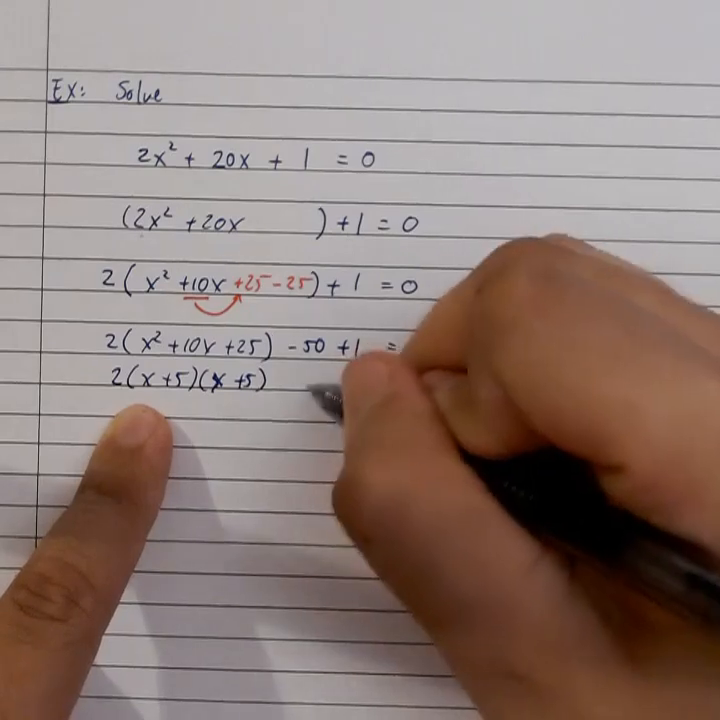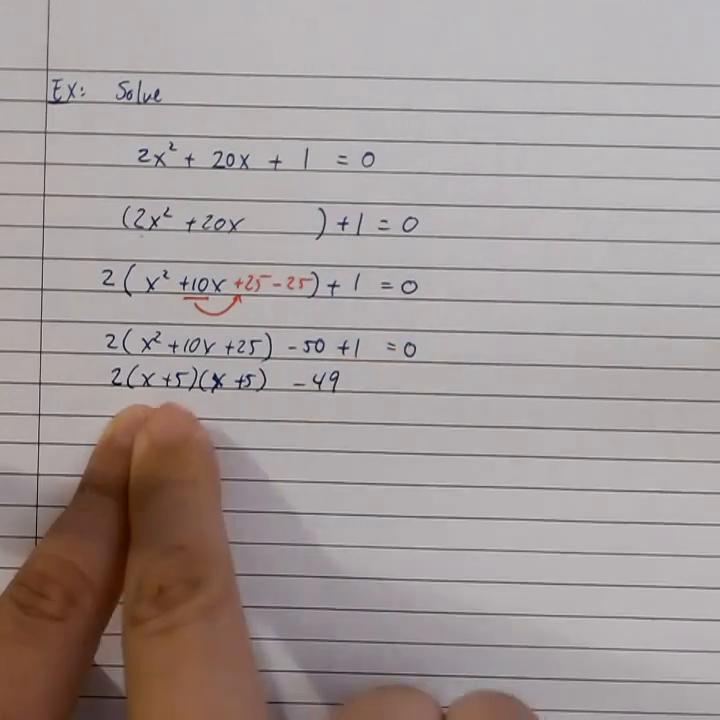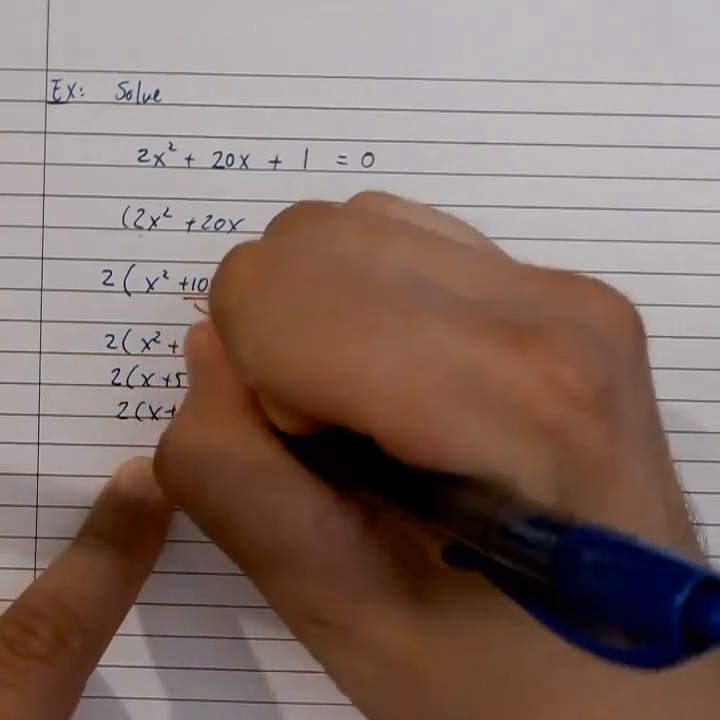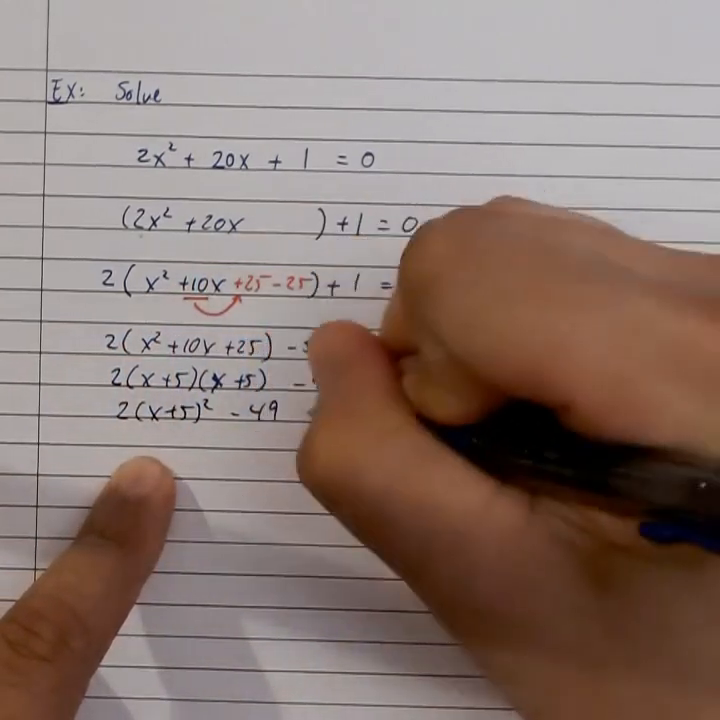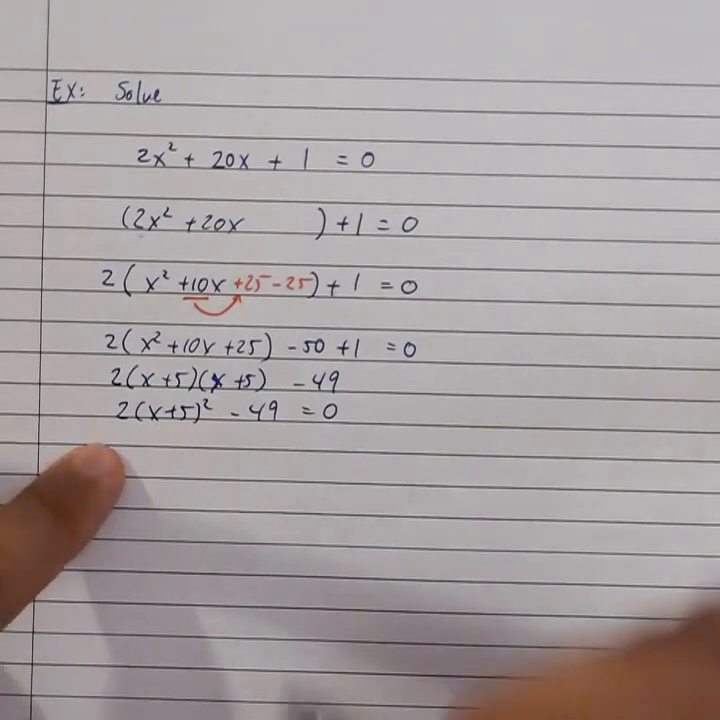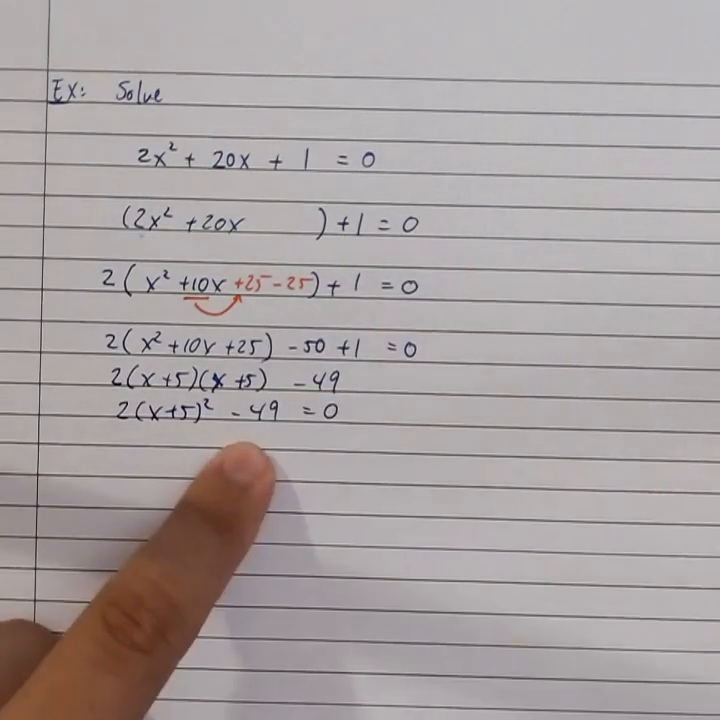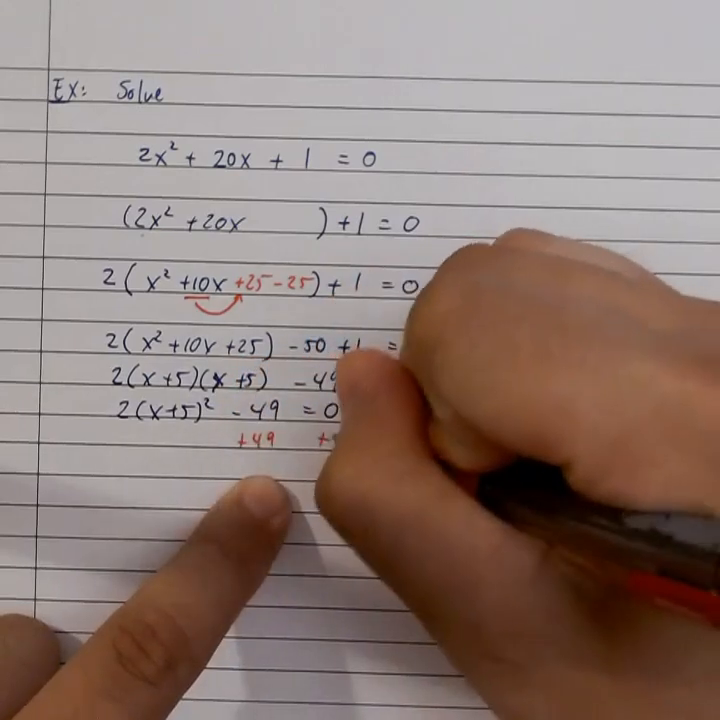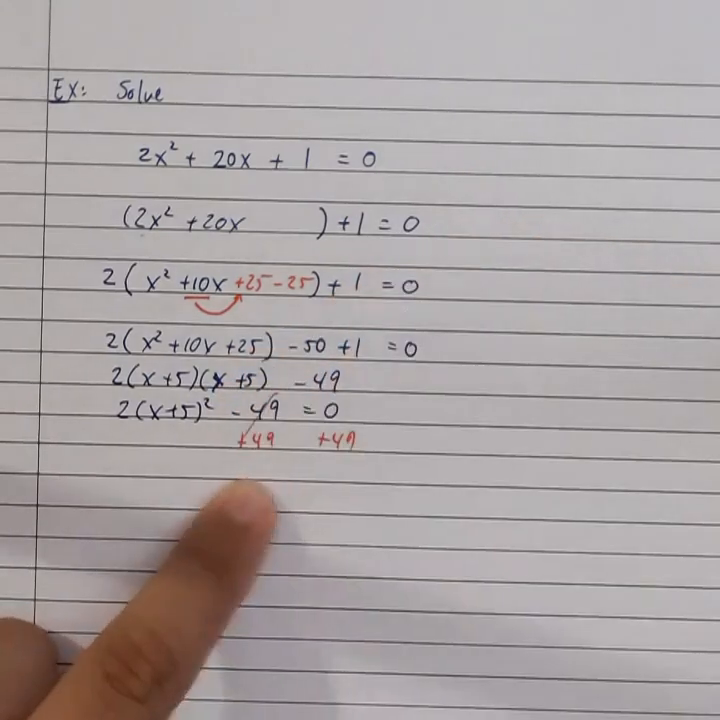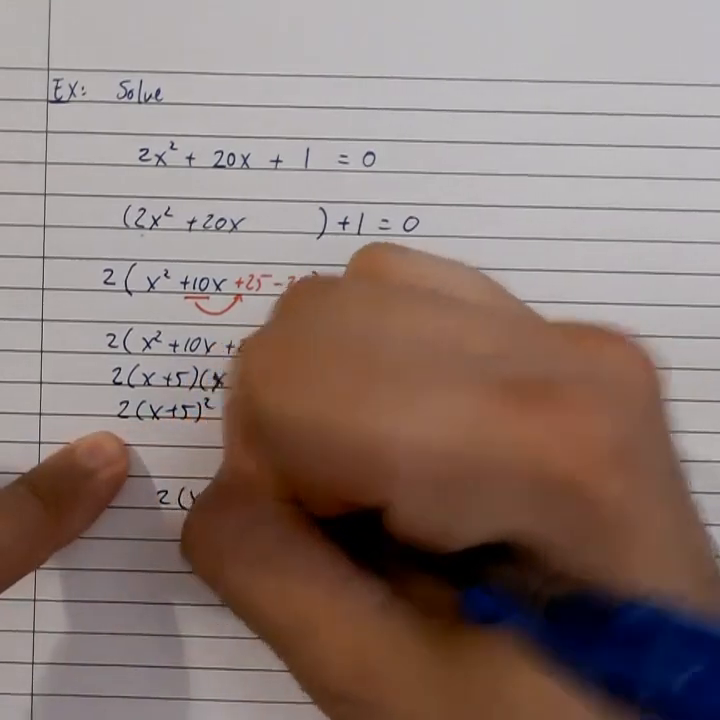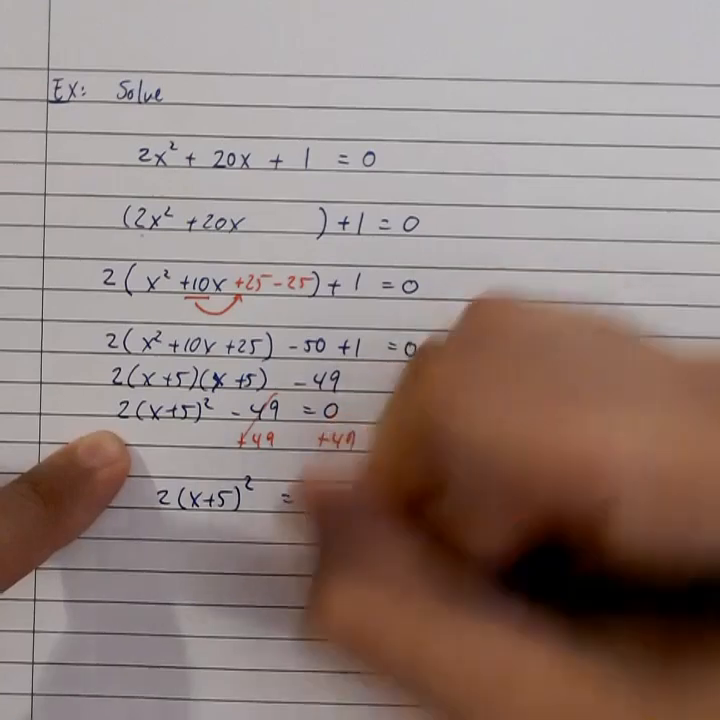Negative 50 plus 1 is negative 49. And now here I can even write that as 2 times x plus 5 squared minus 49 equals 0. And now we've completed the square, so now we can extract the square. To solve, we're now going to add 49 to both sides. That's going to go away. That's going to give me 2 times x plus 5 squared equals 49.